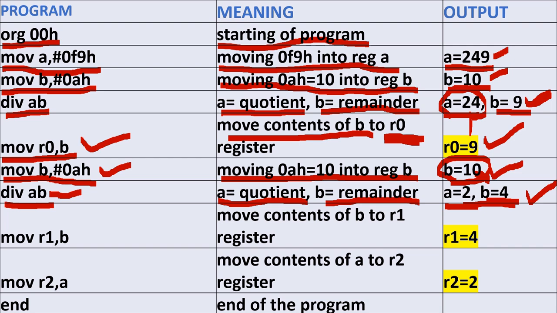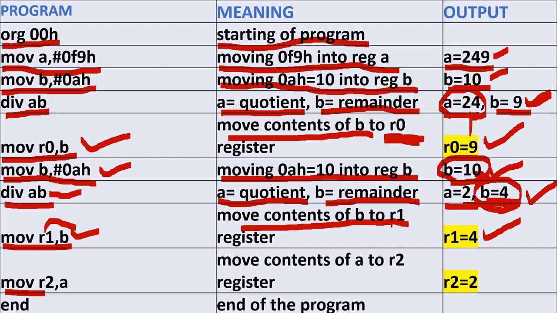Now what is the next step? MOV R1, B. Whatever content I have in register B will be moved into register R1. So R1 is the general purpose register I am using. So here we move the contents of register B to R1. Now if you observe in the previous step, the value of B is 4. Therefore in register R1 I will get 4, because previously I had B value as 4. So this is how I am getting R1 as 4.